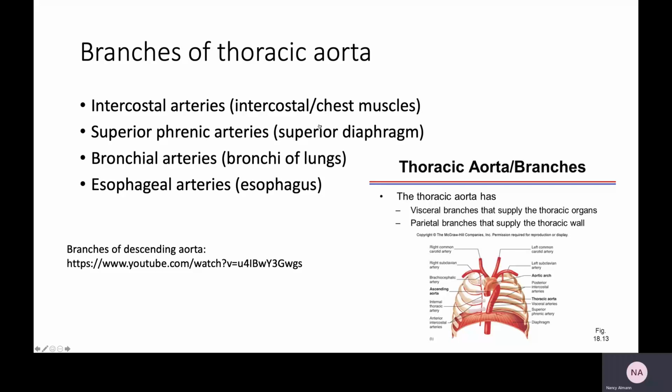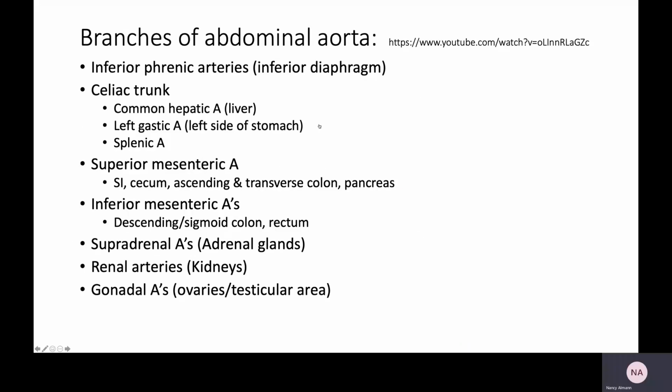So there are a whole bunch of branches of the thoracic aorta, and the ones that you absolutely positively need to know are the superior phrenic arteries. Why? Because they supply the diaphragm, and the diaphragm is a major muscle of respiration. Guess what? If you have superior phrenic arteries, you will also have, sure enough, inferior phrenic arteries. And again, why are they important? Because the phrenic arteries, whether they be superior or inferior, supply the diaphragm, which is a major muscle of respiration.